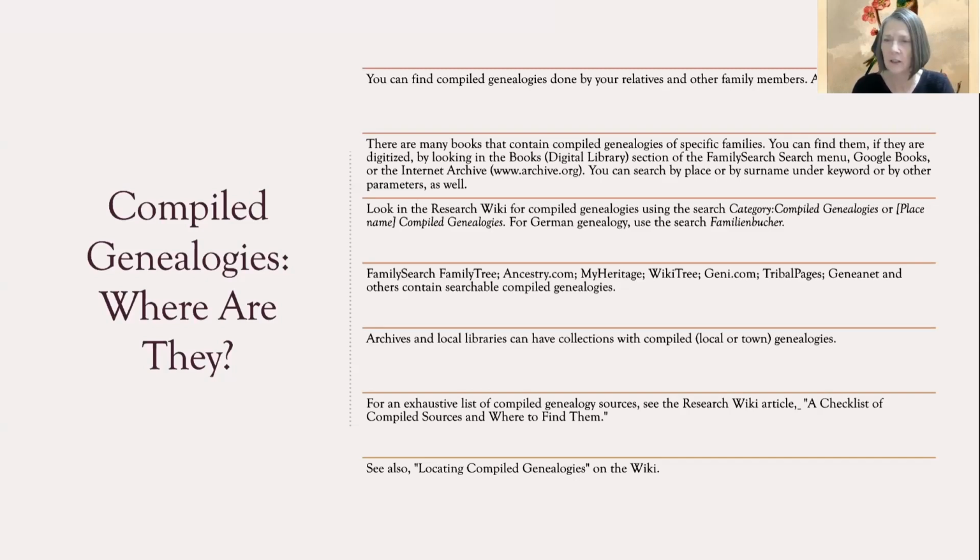You can look in the research wiki as well. There's a compiled genealogy article for, I don't think it's every country that's on there, but any country that has a compiled genealogy. So if you look under the category, if you've seen my other wiki videos, you'll remember how to use the categories. They're really actually quite easy. But if you just type in category : compiled genealogies, or you can put in the place name : compiled genealogies, you'll find compiled genealogies specific to countries that are on the wiki. And underneath that, you'll find the actual article, and they will give you information on where the compiled genealogies for that country are.